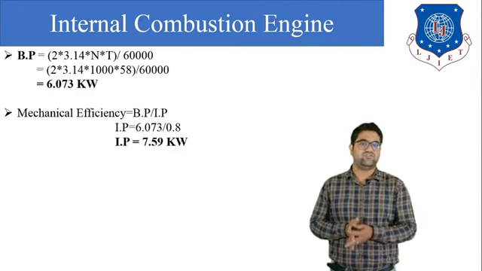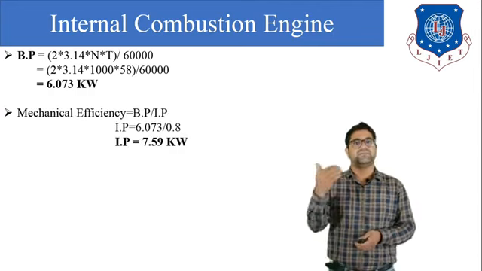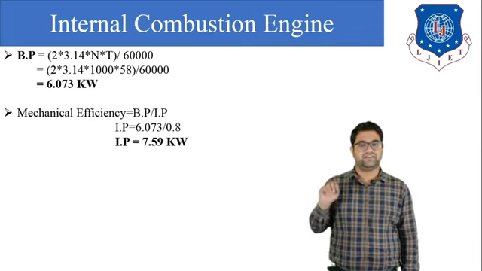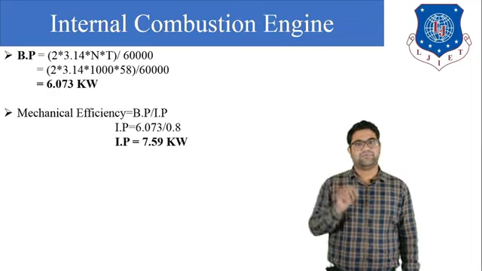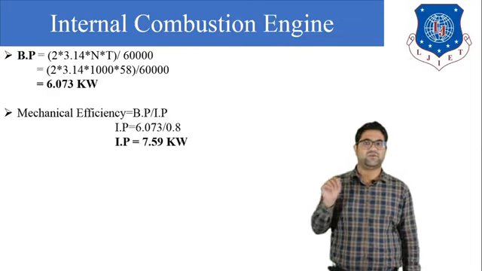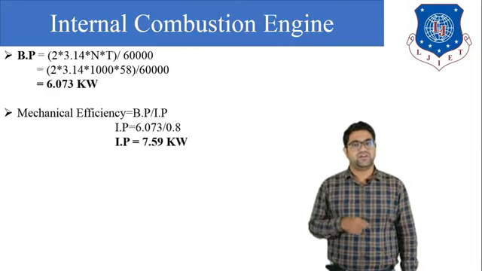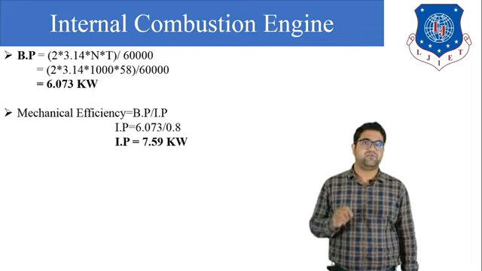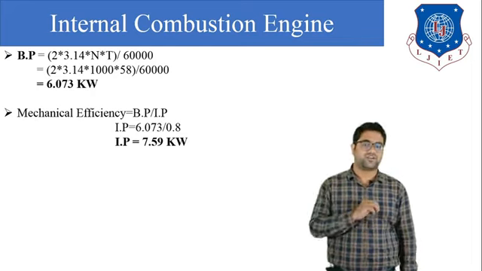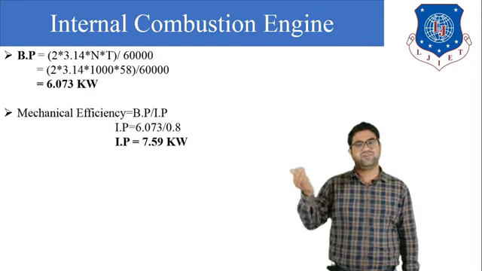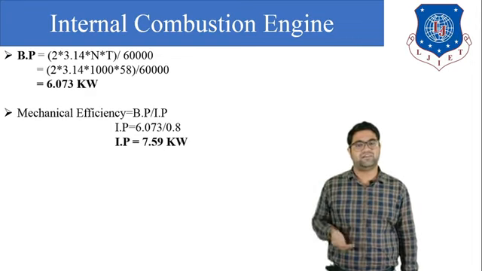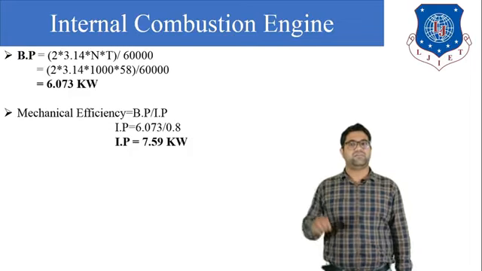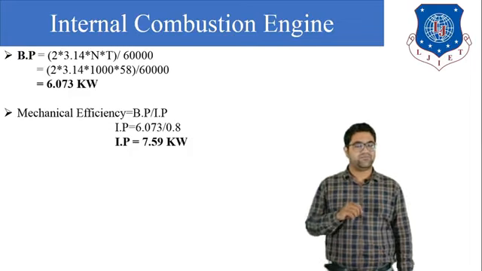Next, we know the mechanical efficiency is brake power divided by the indicated power. The mechanical efficiency is already given, that is 80%, and brake power we have already found, that is 6.073 kilowatt. So from this we can find the indicated power as 7.59 kilowatt. Also you can see from these two values, the brake power and the indicated power, that always brake power will be lesser than the indicated power.